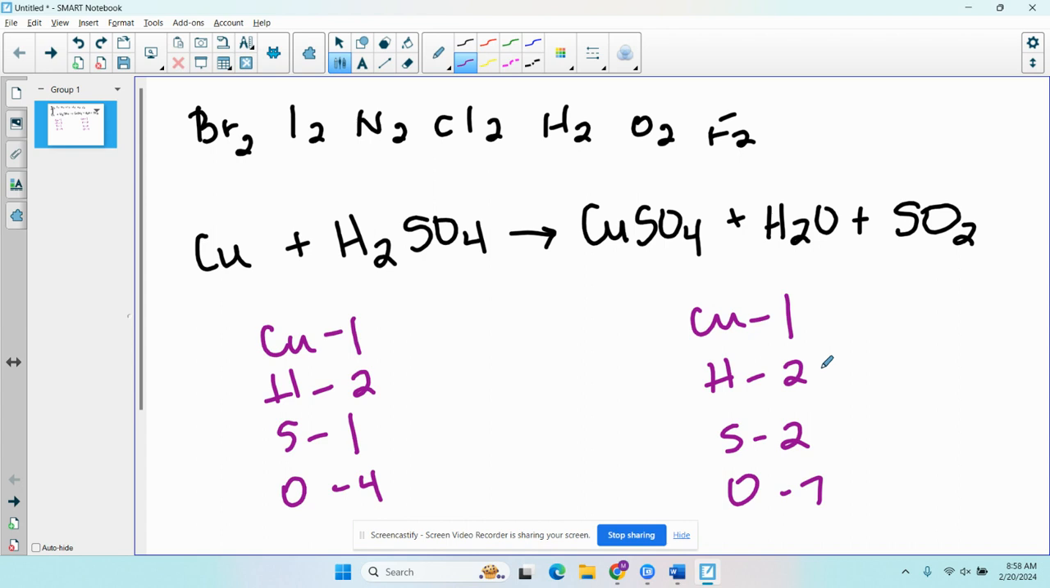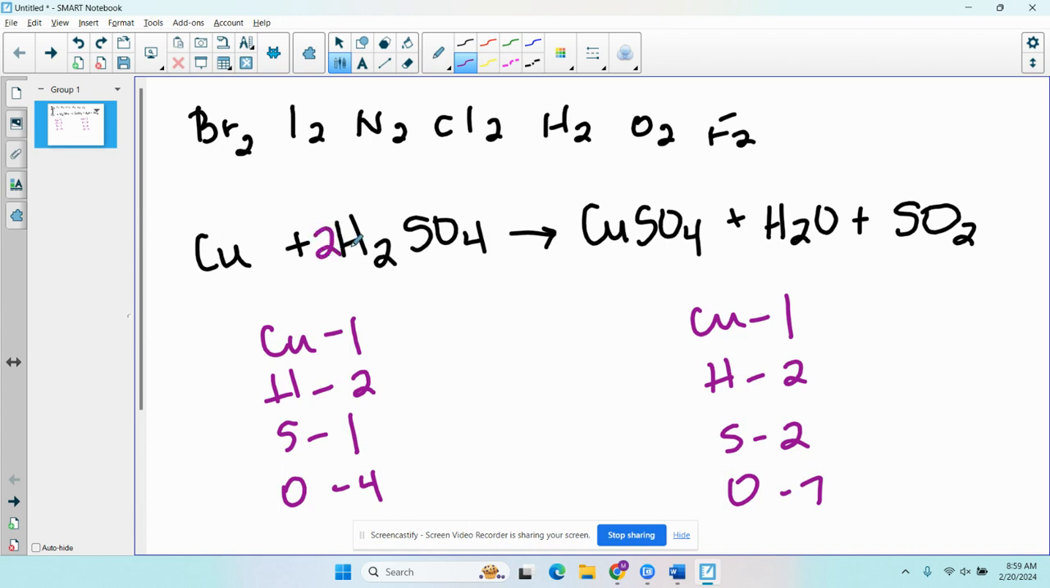Coppers and hydrogens are, sulfurs and oxygens are not. So I always save oxygen for the end. I just feel like oxygen's kind of a pain. And sometimes if you save it for the end, it'll kind of fix itself. So not always, but we'll try. So over here, I have 2 sulfur, but over here I only have 1. So let's just try. It has to go in front of the whole thing. I can't just single out sulfur here. So what can I put in front of here?